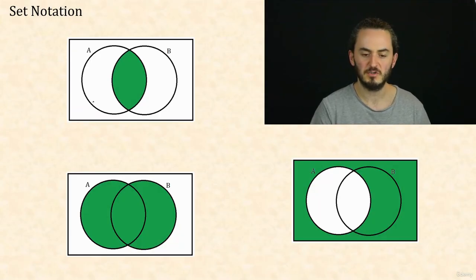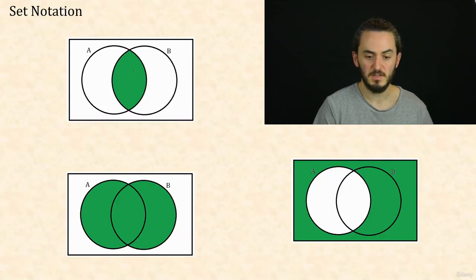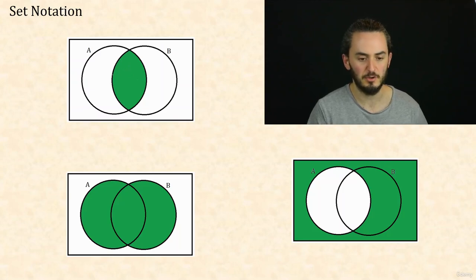Okay, so we've got a bunch of Venn diagrams here, and I've shaded different regions, and I want us to think about how we could describe those regions. So this region here, the technical term for that is the intersection. We also describe that as being the A and B part of the Venn diagram, because it's the bit where A is true and B is true.